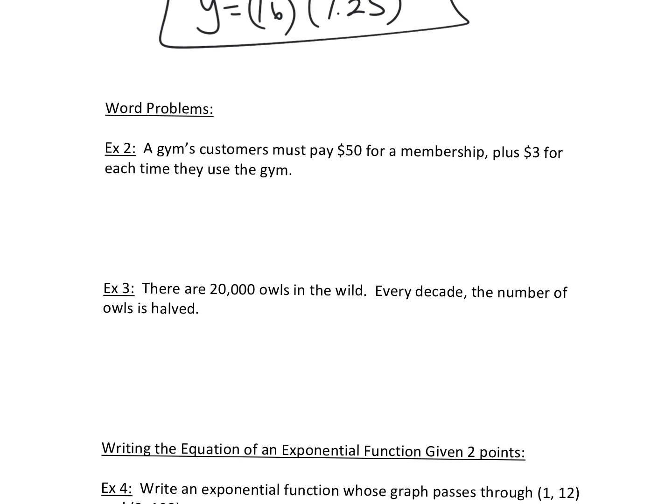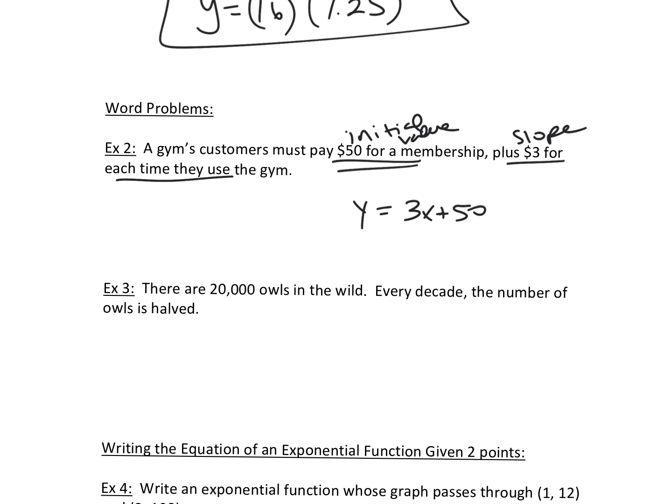Okay, so these should have been fairly straightforward and obvious. A gym member must pay $50 for the membership plus $3 each time they use the gym. $3 each time they use the gym is your slope. This is linear because it's the same amount each time, and $50 is your initial value. So this should have struck you as linear. This is y equals 3x plus 50.